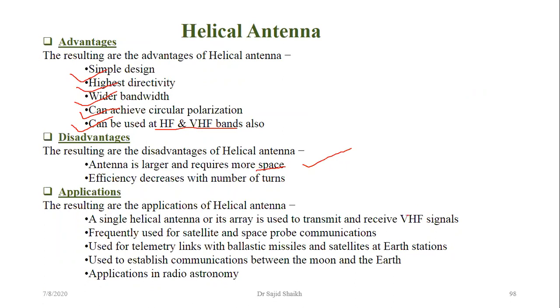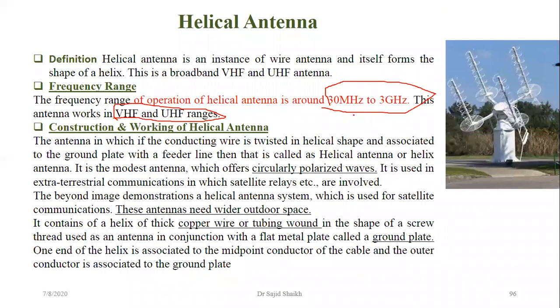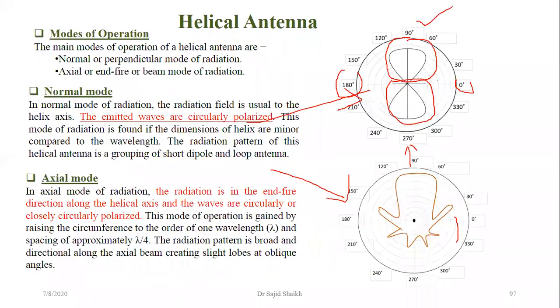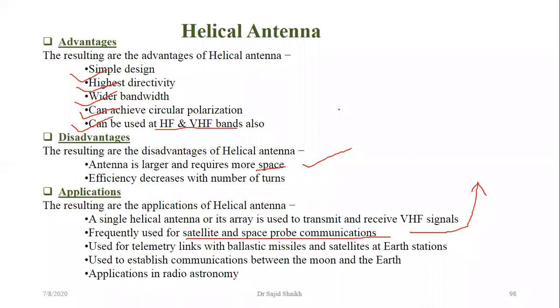Okay, the application of these helical antennas is mainly in receiving very high frequency signals. Second, in satellite communication or space communication, such types of antennas are used. Why are these antennas used in satellite and space communication? Because the working range of these antennas is very high. We already discussed the working range: it is from 30 megahertz to 3 gigahertz. So that's why it is used for space communication or satellite communication.